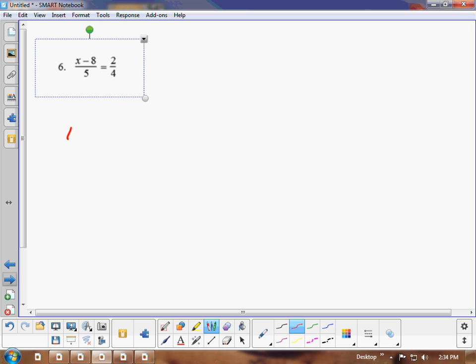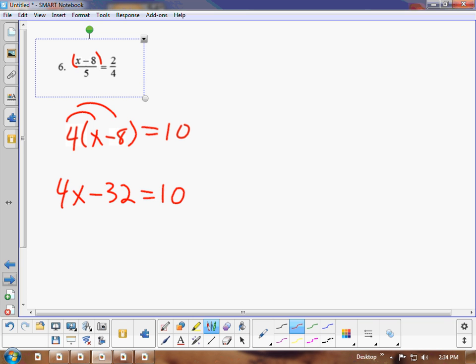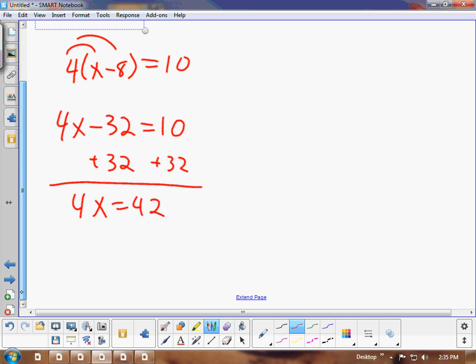You're going to cross multiply to solve it. If you have to, put that in parentheses and then go 4x minus 8 equals 10. Then you're going to distribute the 4, and you get 4x minus 32 equals 10. Add 32 to both sides, and you get 4x equals 42. Divide both sides by 4.